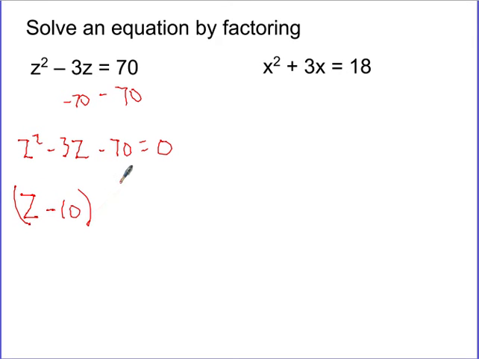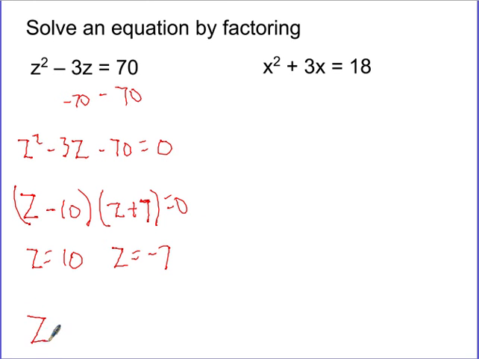There we go. So z minus 10, z plus 7 equals 0. So z equals positive 10. Everybody okay if I skip some steps because I don't have a lot of room on this page? And z equals negative 7. Everybody good with that? Okay, so the solution set is negative 7 comma 10.